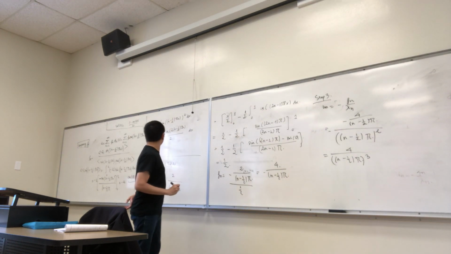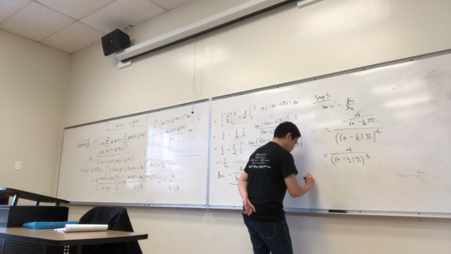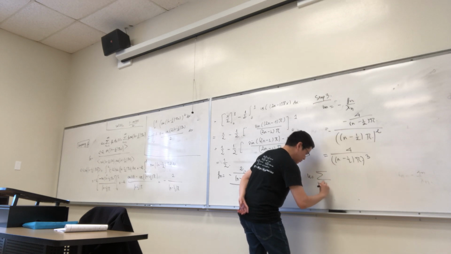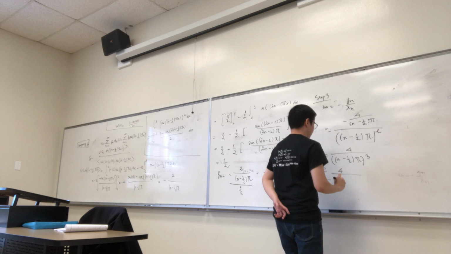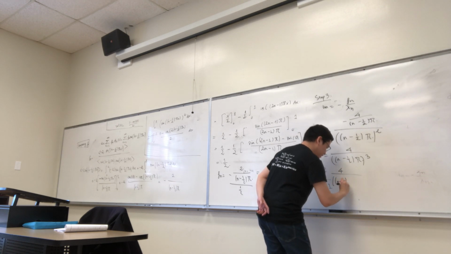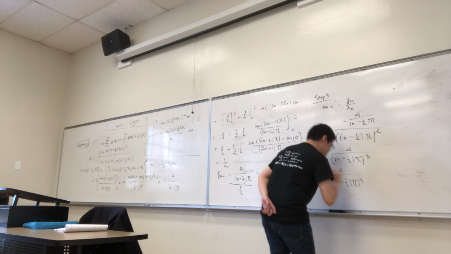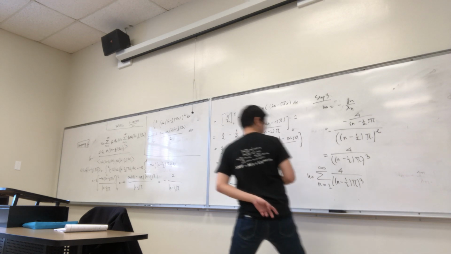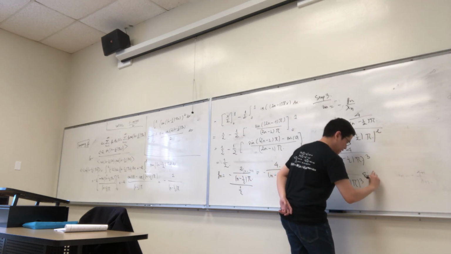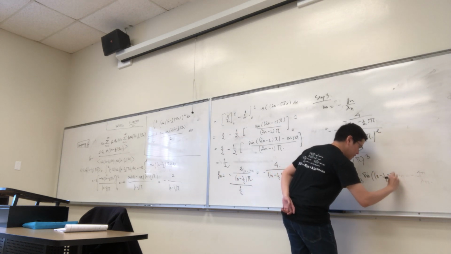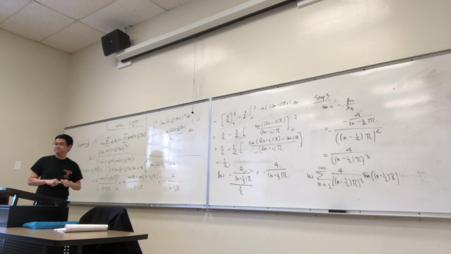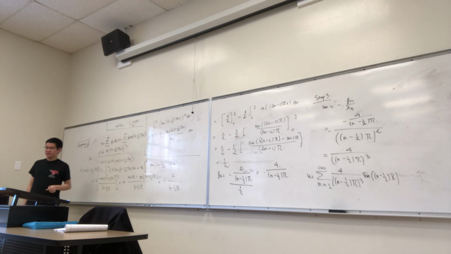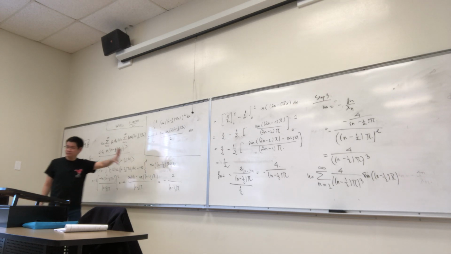And finally the solution is of the form u is the sum, when n is going from 1 to infinity, of 4 over (n minus 1/2) pi to the power 3 times sinus of (n minus 1/2) pi x. It's clear? Questions? It's good? You understand everything?